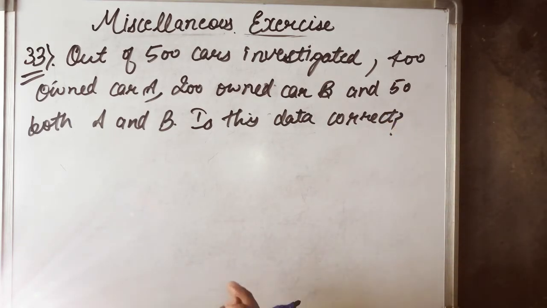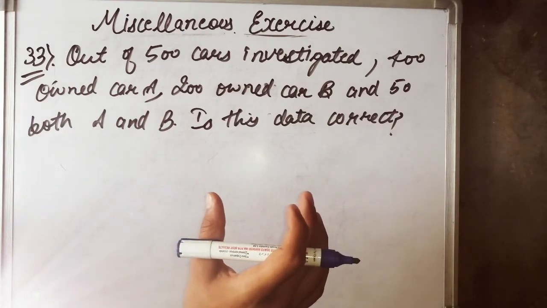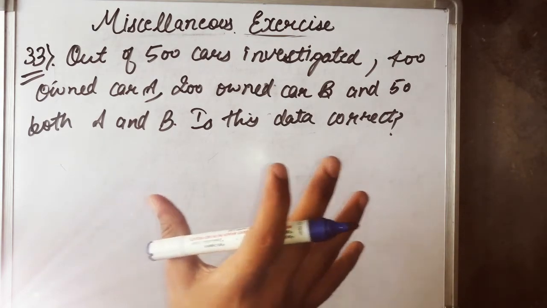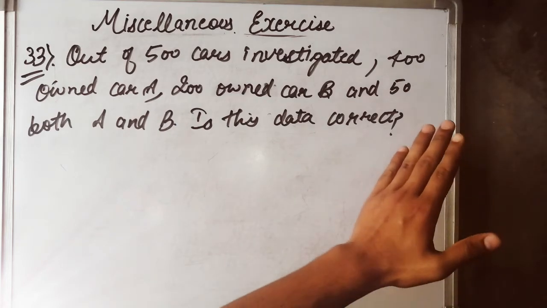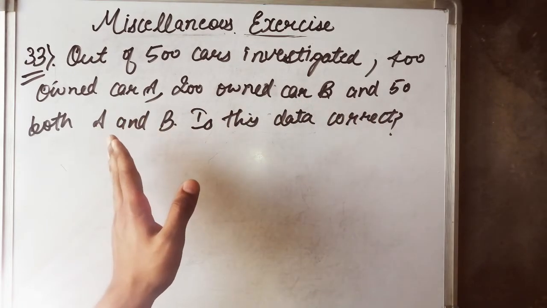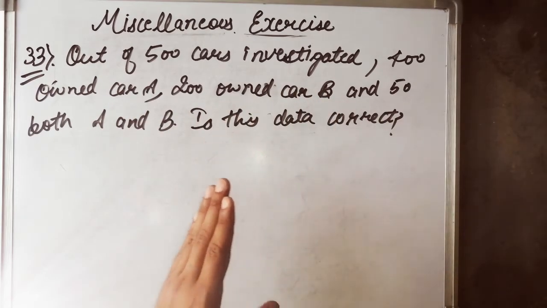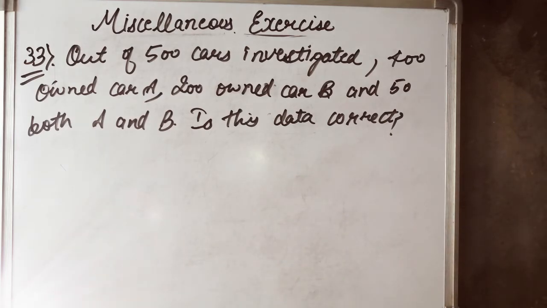Let's read out the statement once again. Out of 500 cars investigated, 400 owned car A and 200 owned car B, and 50 owned both car A and car B. Is this data correct? We have to find out whether the data given to us is correct or incorrect. So basically what is the question saying? 500 cars were investigated in total, and from this, car A was owned by 400 people and car B was owned by 200 people, and 50 cars were owned by both A and B.